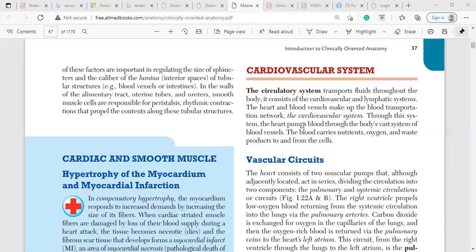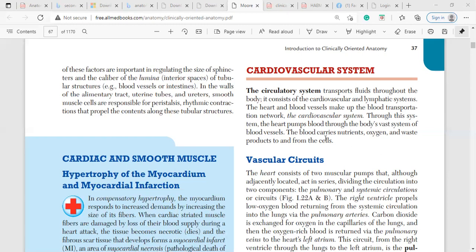Through this system, the heart pumps blood through the body's vast system of blood vessels. There are numerous blood vessels in the body, which I'm going to show you today. Each of these blood vessels carries blood, but for blood to enter these blood vessels, it is the heart that pumps the blood into them. The blood vessels carry two types of blood: the oxygenated blood and the deoxygenated blood. The oxygenated blood contains oxygen and nutrients. Then we have the deoxygenated blood, which is used blood, which lacks oxygen.